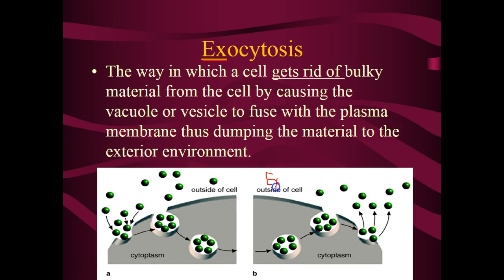And so if these are potentially proteins or enzymes that we want to get rid of, we're going to move them through the cytoplasm. They're going to bond with the plasma membrane. It's going to open up and release these materials to the outside of the cell. This is a way for the cell to get rid of any kind of waste products. It's going to dump the material into the exterior of the cell, and it's just a way for the cell to get rid of things that it doesn't necessarily want.